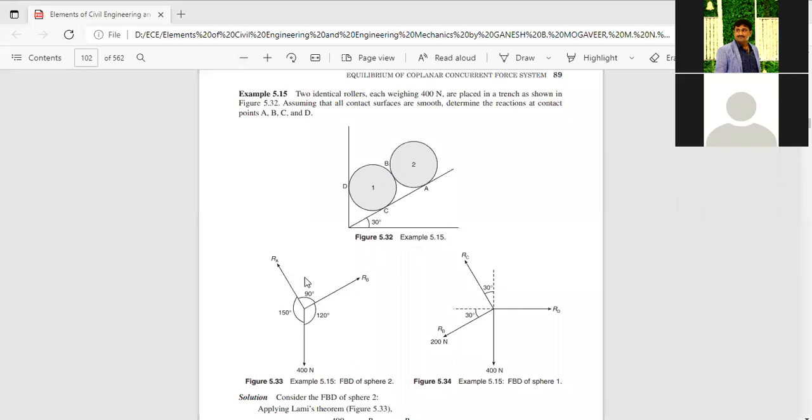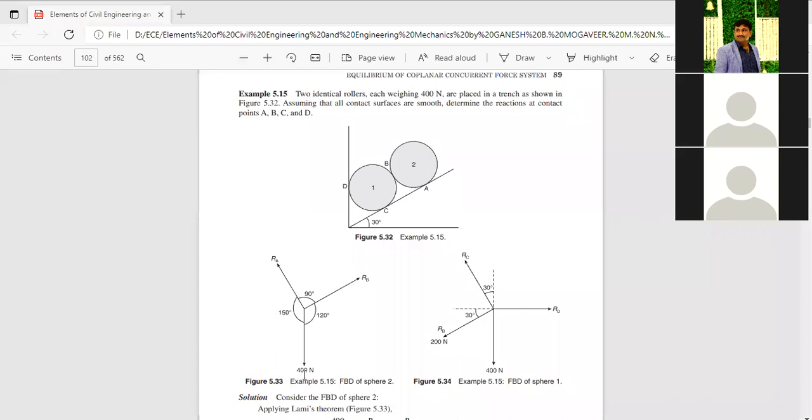It is making an angle 30 degree with respect to vertical axis, or 60 degree with respect to horizontal axis, because this is the reaction force acting like this. If this is 30, this angle will be 60, because the reaction force will always be perpendicular to the plane of contact. Now, can you please tell me the values of RA and RB by using the Lami's theorem method?